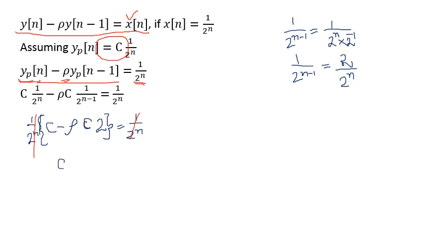So cancelling the 2, this cancels with this one, so that means we are left with, if I take c common again, I am left with 1 minus rho, and this is equal to 1, so that means c equals 1 over 1 minus rho.